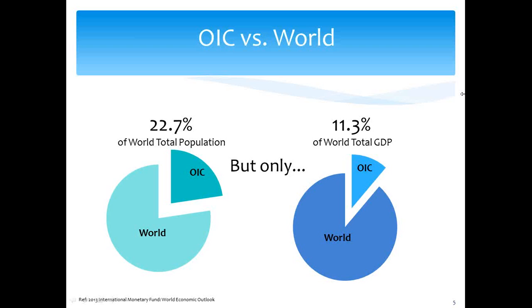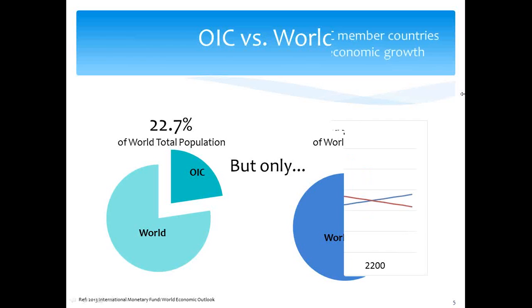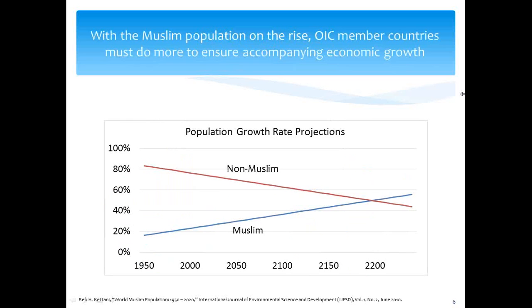Even though the population of OIC in the world is 23%, their share of the GDP is only around 11%. And so that begs the question: if we project that the Muslim population is on the rise, and studies have shown that by the year 2200 it will match that of the non-Muslim, then we believe that OIC member countries must do more to ensure accompanying economic growth.